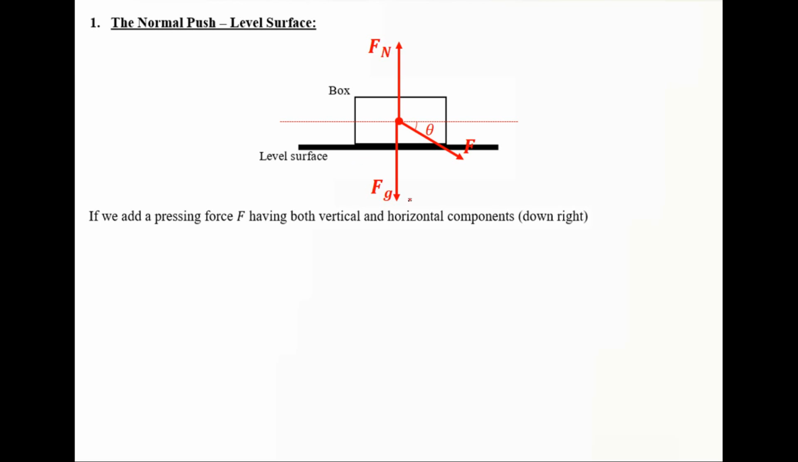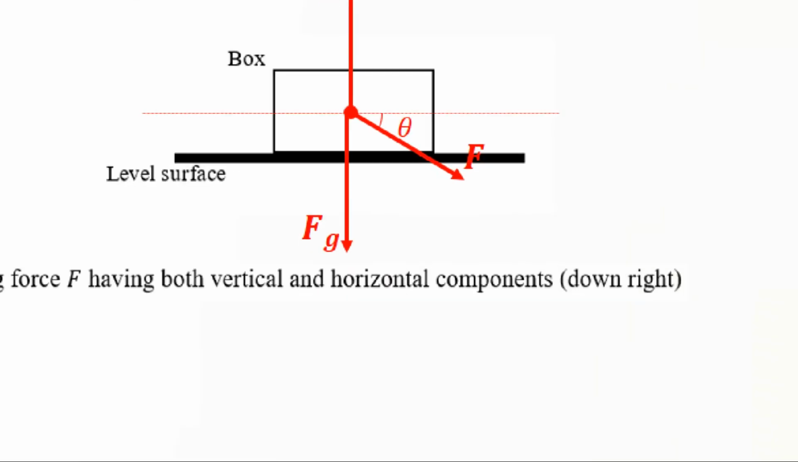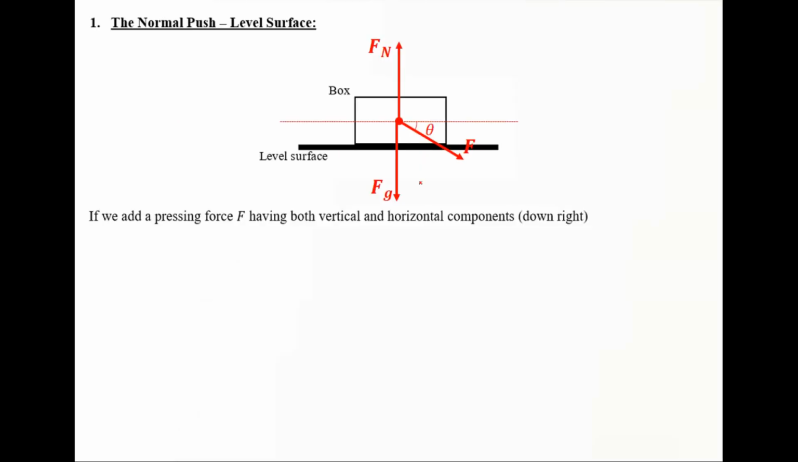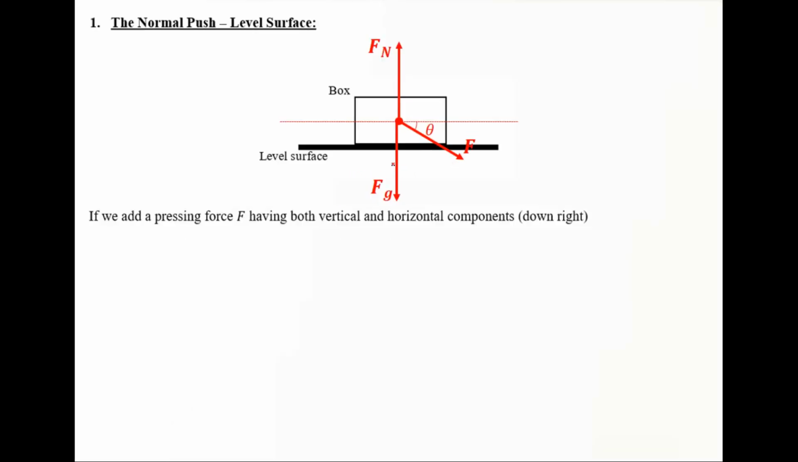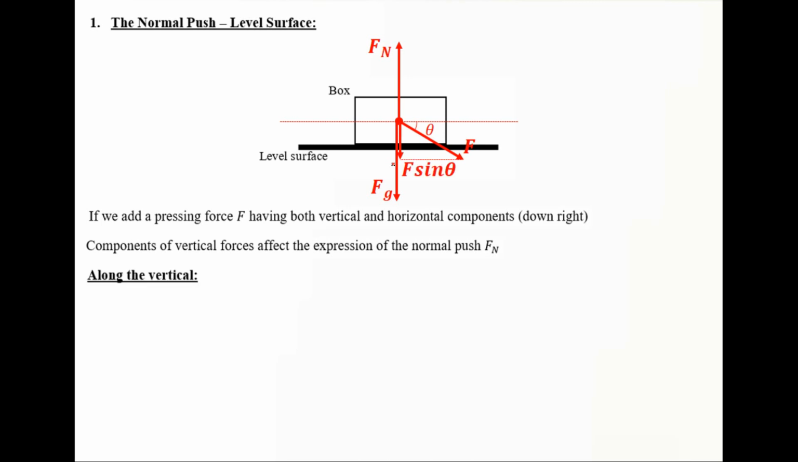in this case we are applying a pressing force, but the pressing force is not completely vertical, it's making an angle theta below the horizontal. Now we can decompose this force into horizontal and vertical components. The vertical component would be F sine theta. Components of vertical forces affect the expression of the normal push. Along the vertical, we have F sine theta.